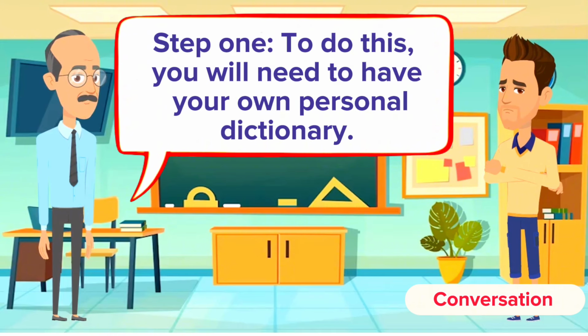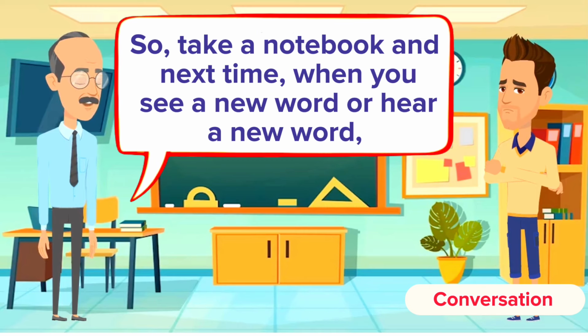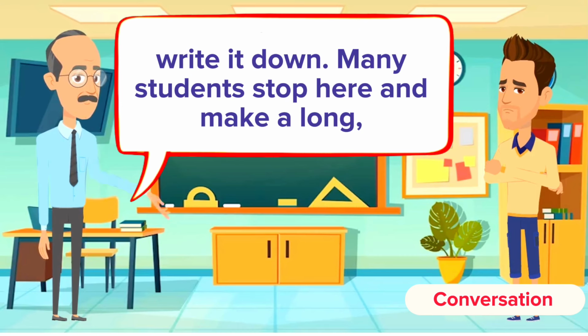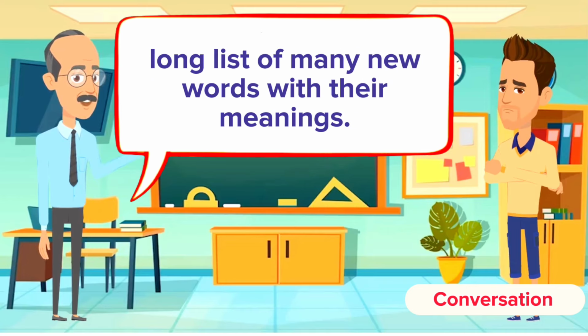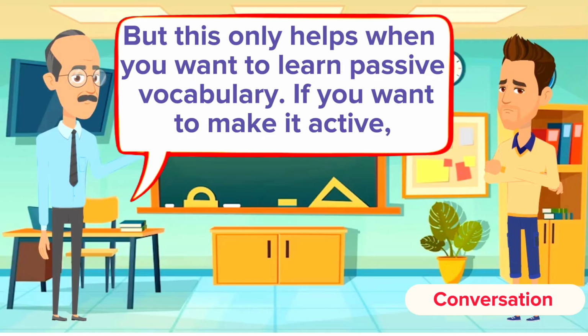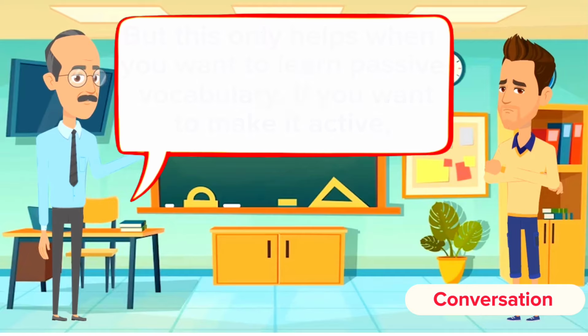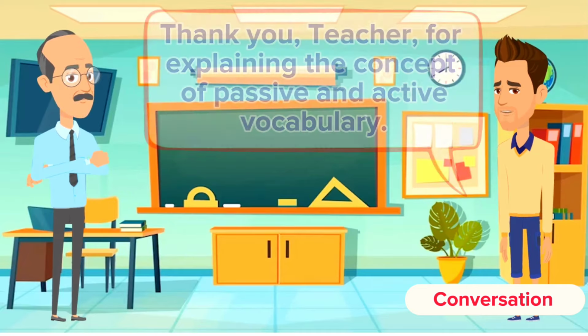Step 1. To do this, you will need to have your own personal dictionary. So, take a notebook and next time, when you see a new word, or hear a new word, write it down. Many students stop here, and make a long list of many new words with their meanings. But this only helps when you want to learn passive vocabulary. If you want to make it active, you should not stop here.